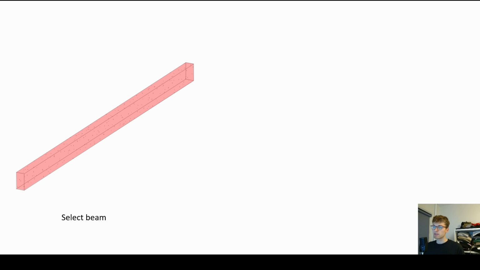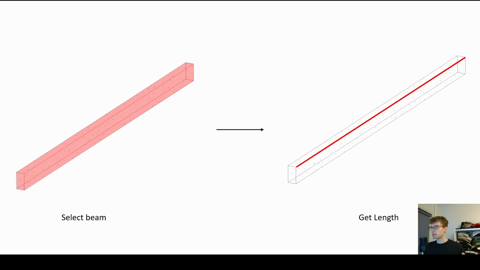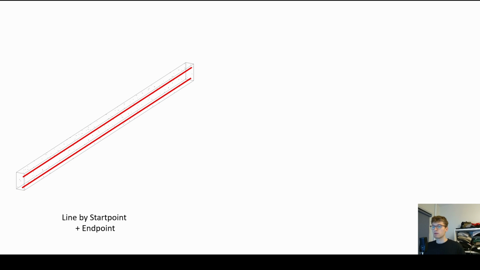Then we select the whole beam and get the geometry into Dynamo. We're not selecting an edge, but instead we're extracting the longest curve from that beam geometry, and through that we get the length and can do some mathematics to get the length of the longitudinal rebar. What we then can do is create a line, or 2 lines in our case, by start point and end point. And now maybe you're wondering how we can get from the length to those lines.